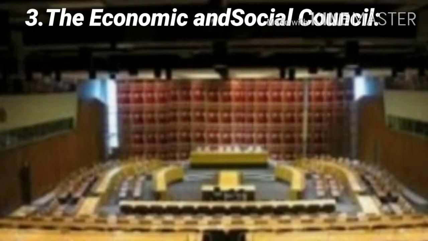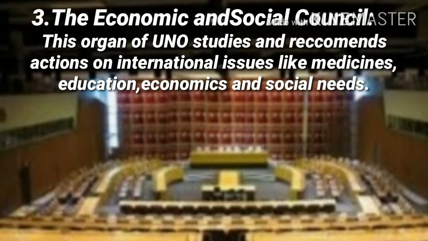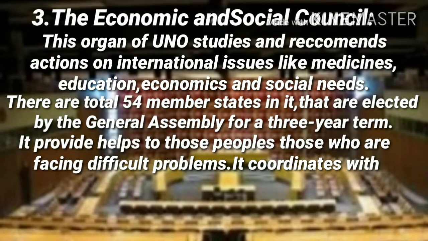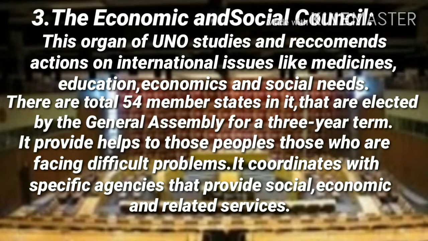So the third organ that we have is the Economic and Social Council. This organ of UNO studies and recommends actions on international issues like medicines, education, economics, and social needs. And there are a total of 54 member states in it that are elected by the General Assembly for a 3-year term. It provides help to those people who are facing difficult problems. It coordinates with specific agencies that provide social, economic, and related services.